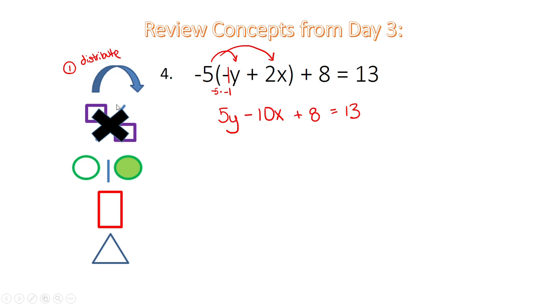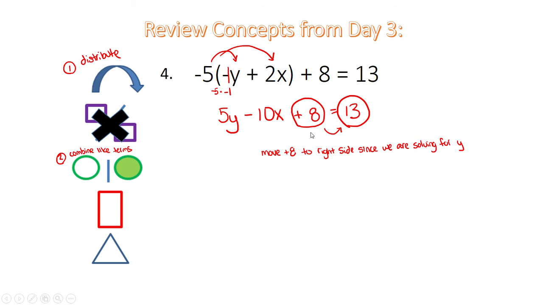All right, I jumped ahead of myself here. This is my second step. I don't have fractions in this problem. What I do need to do is combine like terms. Now this is something interesting. Whenever you solve for y and you have numbers on both sides of the equation, you need to combine them. The way you combine them is to move the positive 8 over to the right side of the equation because we're solving for y.